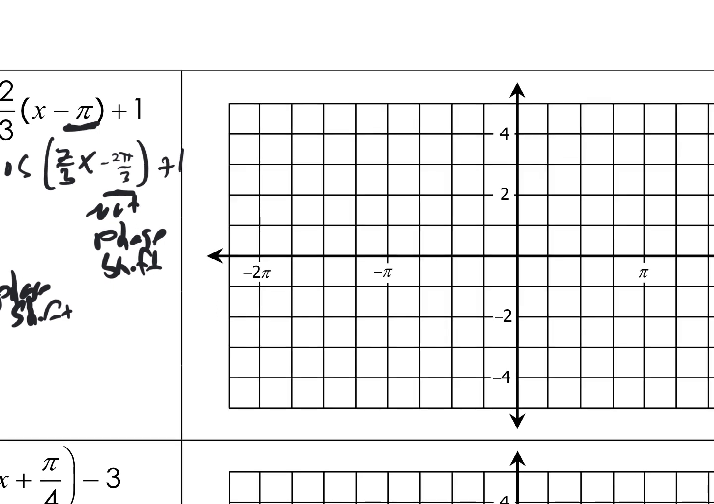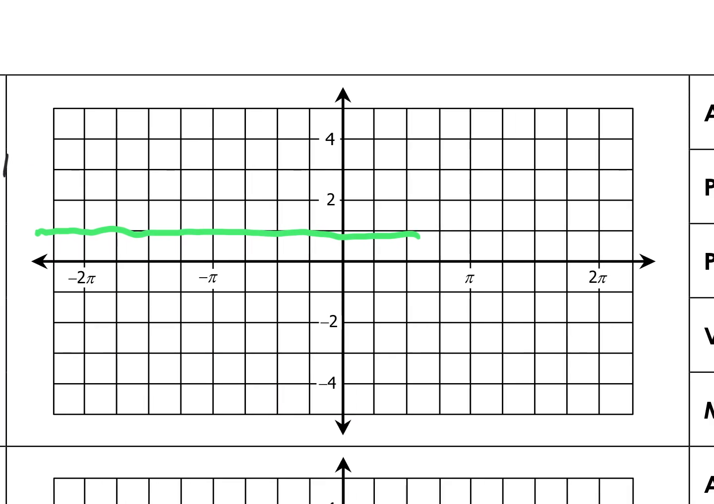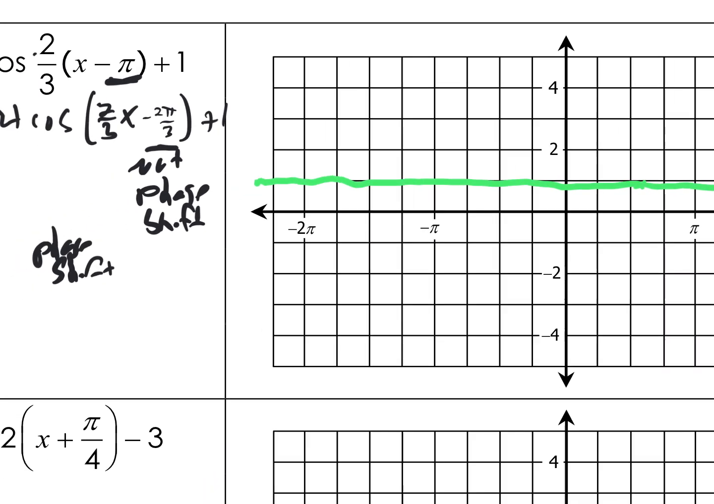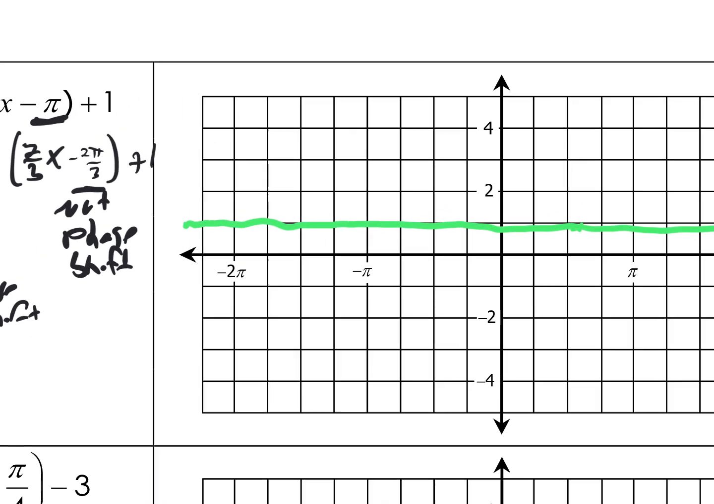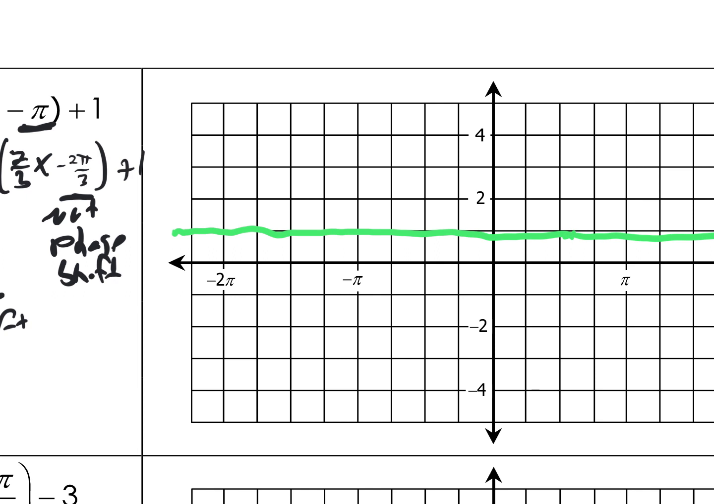Okay. Knowing all of that information, let me do my up and down first. K is a 1. Then up 1 is my new midline. And if my amplitude is 2/3, oh, brother. No, amplitude is 4. 4 from where? From the 1. Oh, why did I erase it? 1, 2, 3, 4. 1 plus 4 is 5.